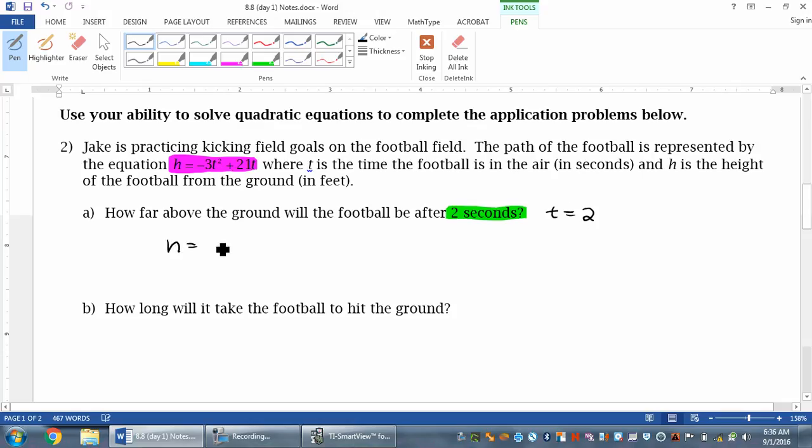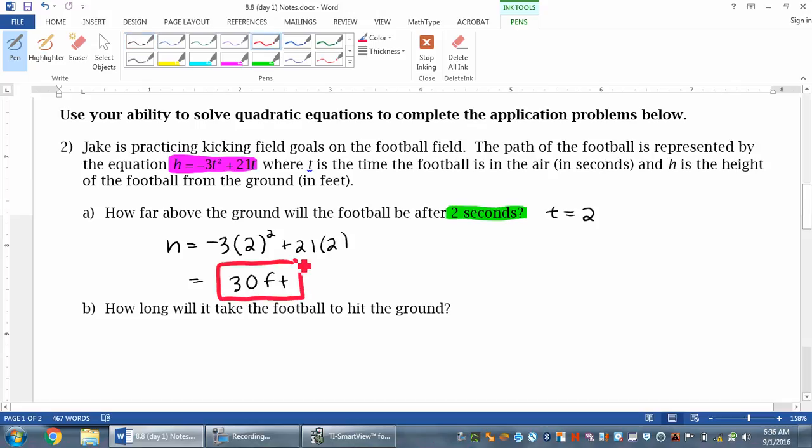So now, in this equation, I'm just going to substitute 2 in place of t to find the height. So negative 3 times 2 squared plus 21 times t, which is 2. Put the whole thing in your calculator, and you're going to get 30.